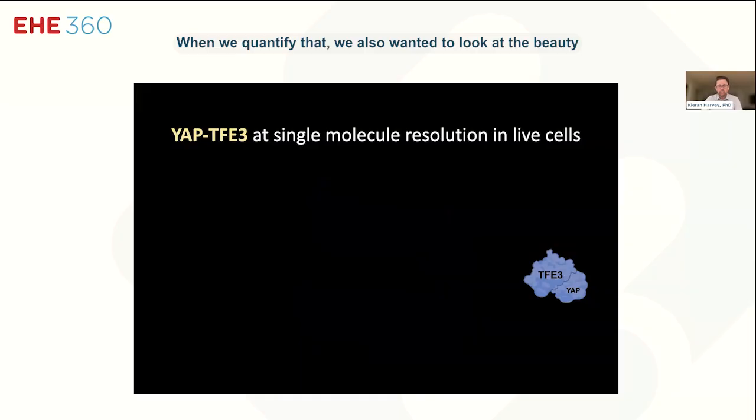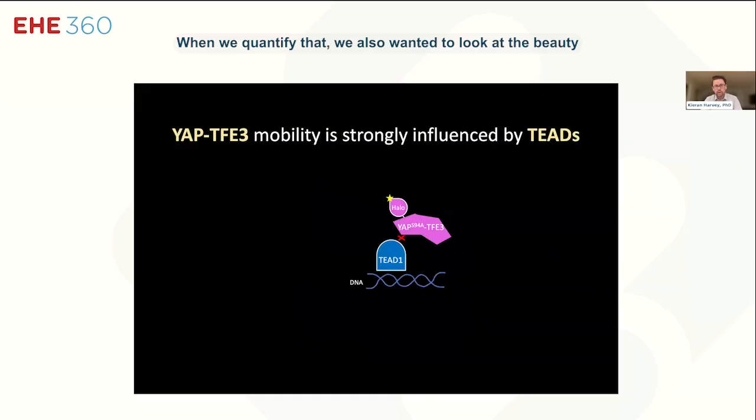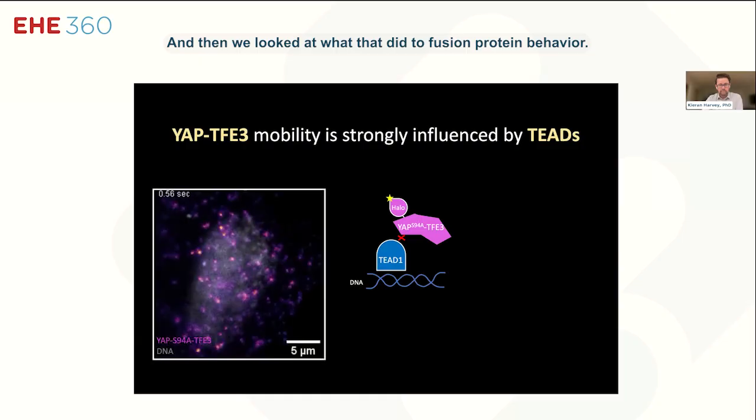When we quantify that, we also wanted to look at, the beauty of this system is it's very amenable to manipulation. First of all, genetic manipulation, but also chemical manipulation. So in this scenario, rather than looking at YAP-TFE3, we mutated a single amino acid in YAP that prevents its ability to bind to TEADs, because we know that that's how YAP contacts the genome. And then we looked at what that did to fusion protein behavior.